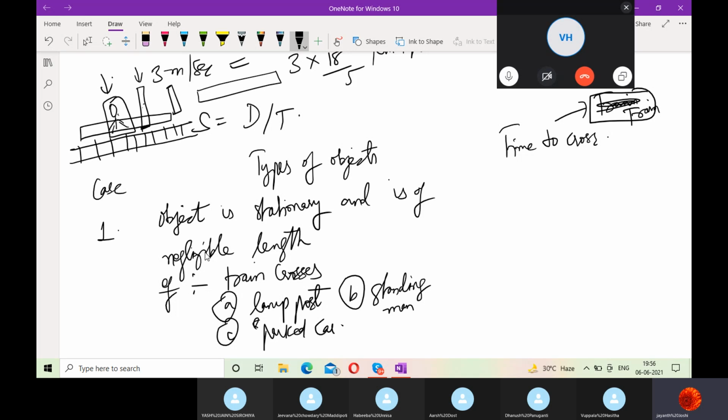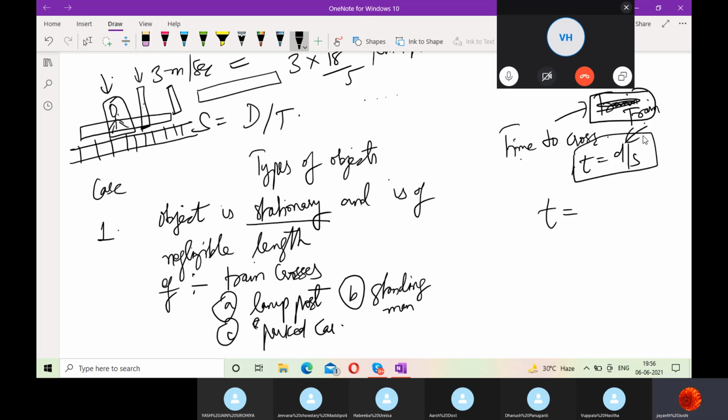Okay. Now what is the formula behind this? How will you find out the time to cross? So here we are finding the time taken by the train to cross an object which is stationary and which is of negligible length. So my question would be: find the time taken by a train to cross a man standing on a platform. Such kind of questions would be given to you. The answer for such a question would be time is equal to distance by speed. You already know, time is equal to distance by speed.